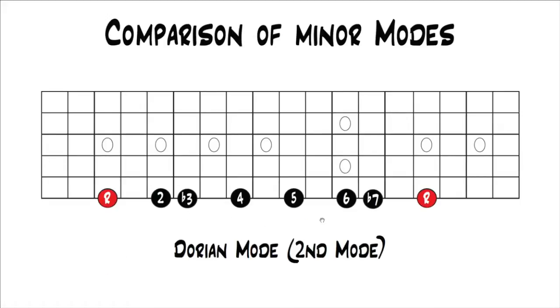And of course those flats are compared to the major scale, because the major scale is just root, 2, 3, 4, 5, 6, 7. To get from the major scale to the Dorian mode, you flat the 3 and the 7. That gives you Dorian mode.